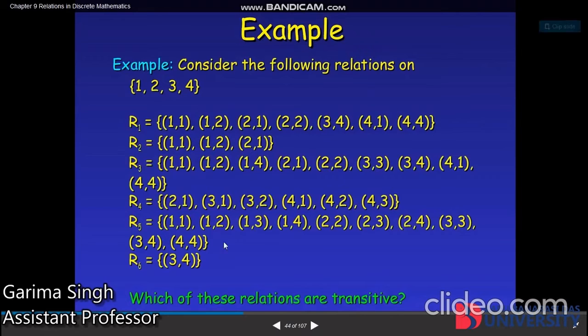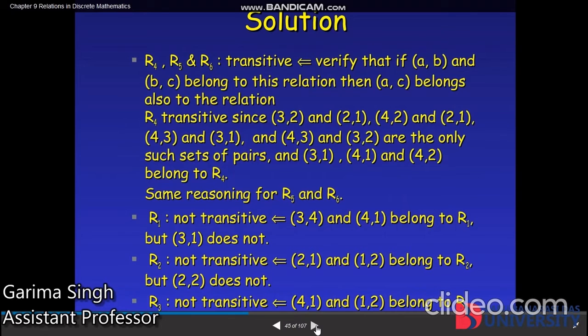R4, R5, R6 are transitive because (2, 1) belongs to it, (3, 1), (3, 2), (4, 1), (4, 2), (4, 3), these are all different. (1, 1), (1, 2) means there has to be a pair (1, 2). Yes, there is. See, that is the reason. See the solution.